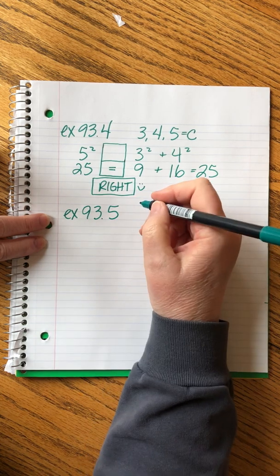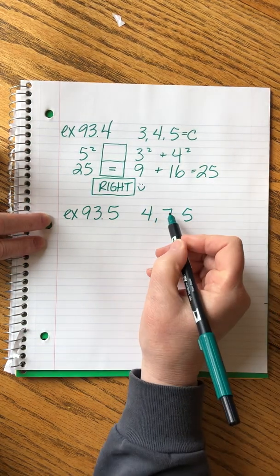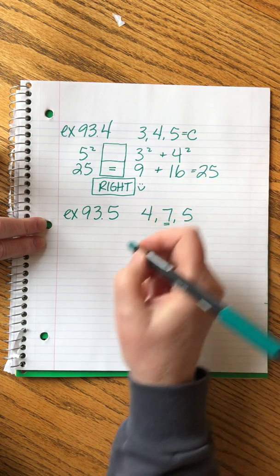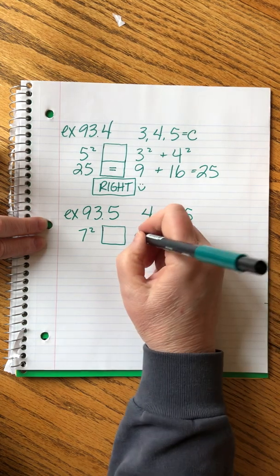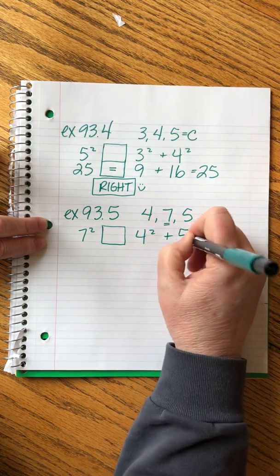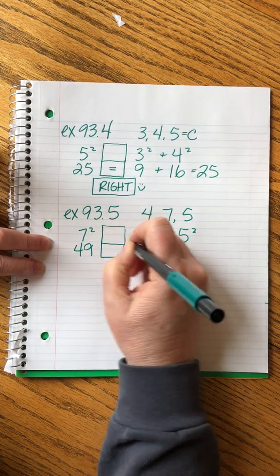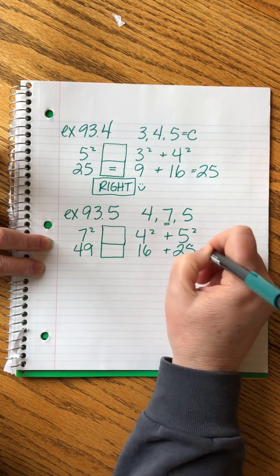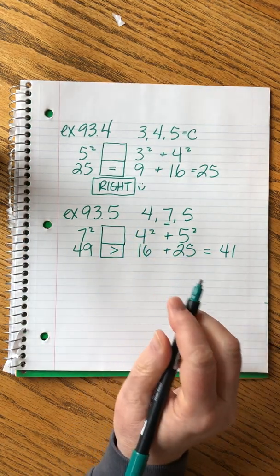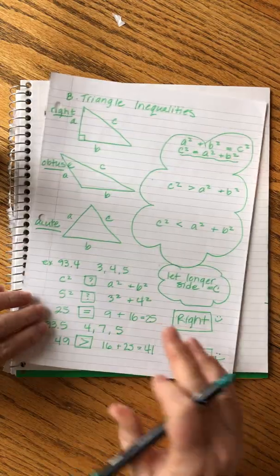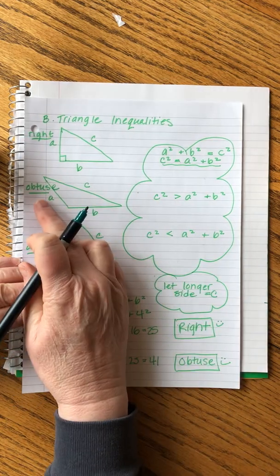Classify the triangle whose sides are 4, 7, and 5. Okay, again, we know that this is going to be the C. This is the longest. So we'll have 7 squared and then a box that we'll fill in with greater than, less than, or equal to. And then the other two sides squared and added together. 16 plus 25 equals 41. 49 is greater than that. So that tells us, when we check our list here, it's greater than, so that means it's an obtuse.